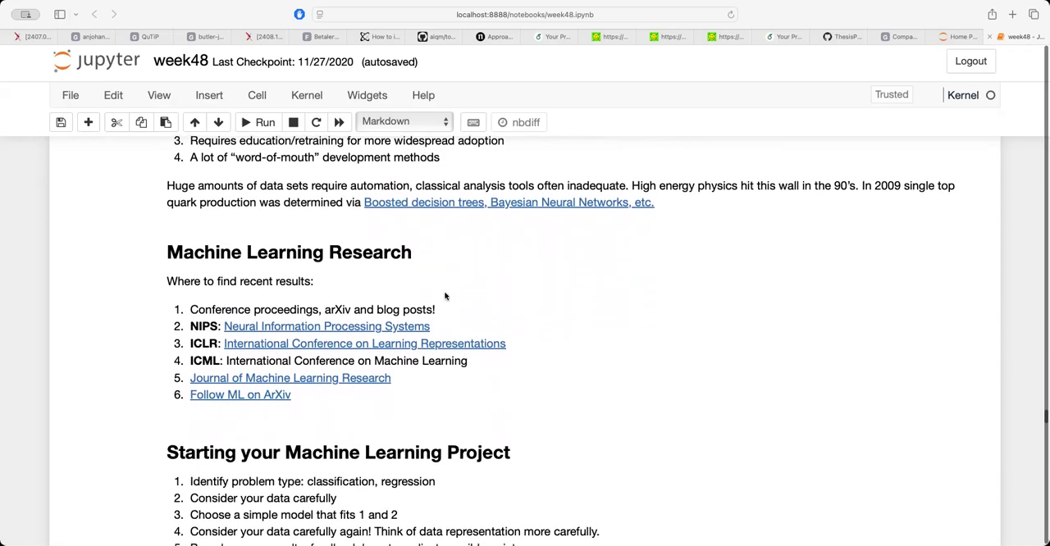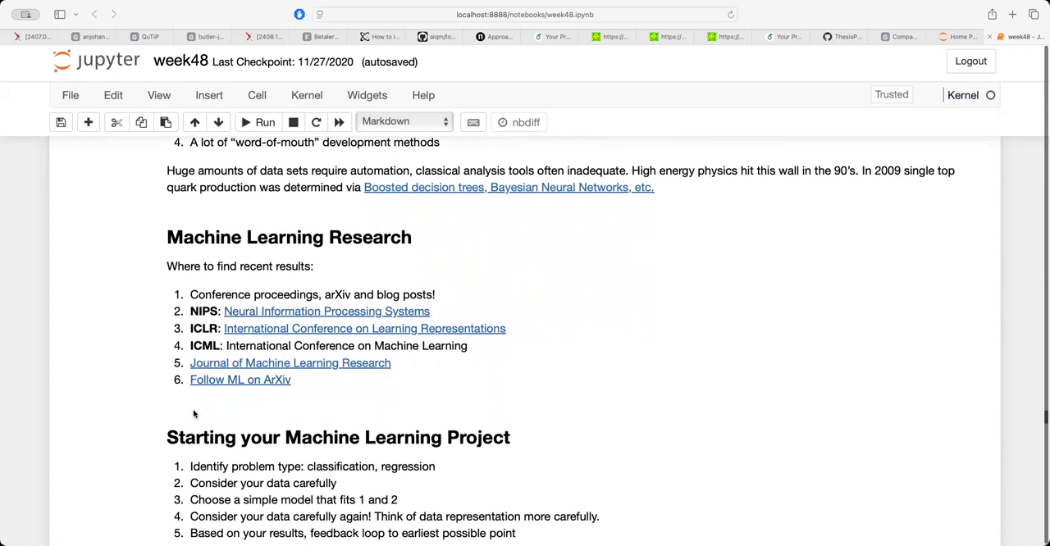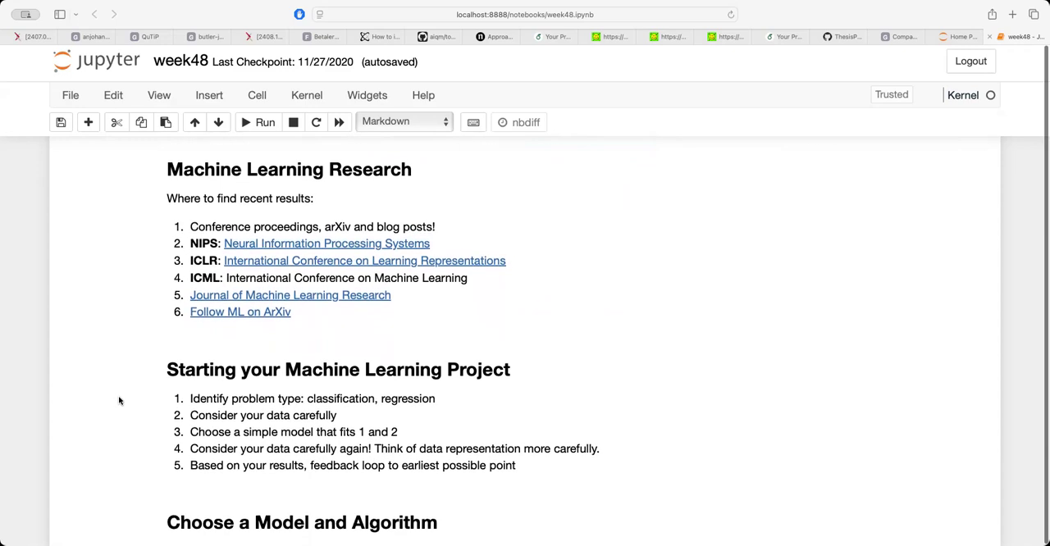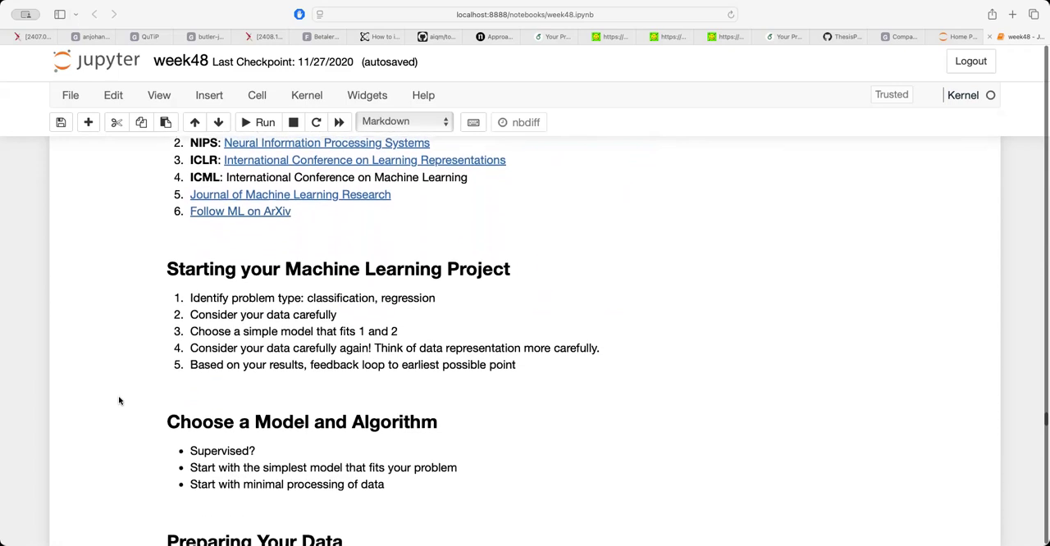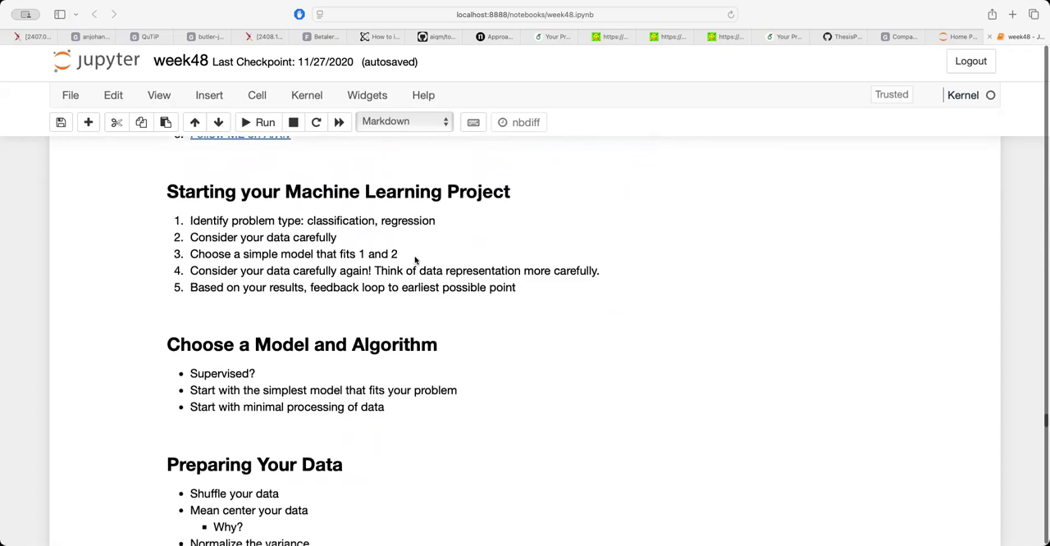If you look at machine learning research, a very popular place to go is arXiv, which is a preprint server. There you have hundreds of new papers every day on machine learning applications and methods. But typically when you start your machine learning project, and you've probably seen that now working with project 3, you identify the problem, whether this is a classification or regression, and consider your data carefully.